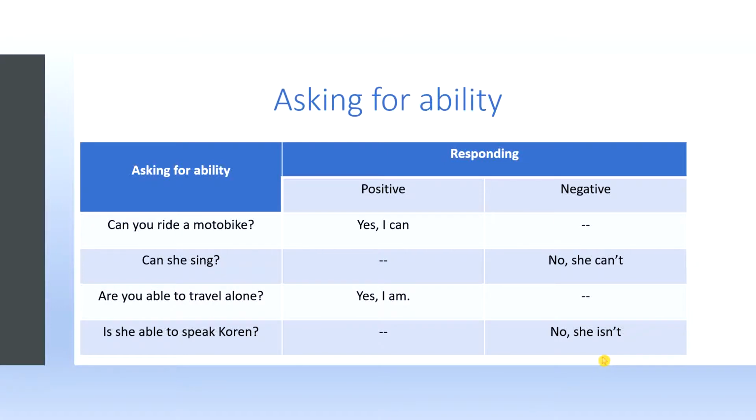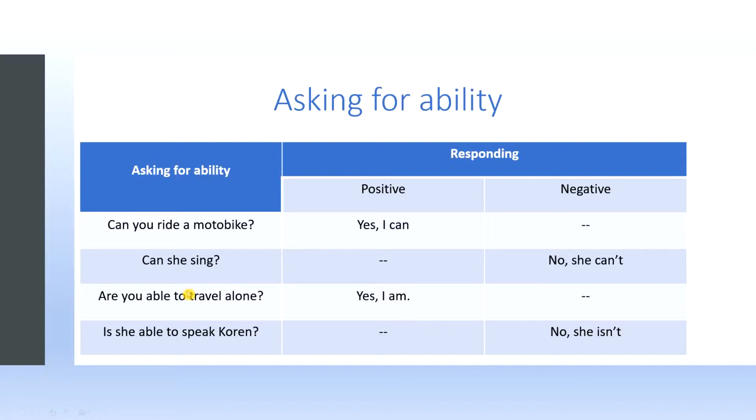So for asking for ability, let's see this. We summarize things. To ask, you need to write a question form. Can you ride a motorbike? Positive, yes, I can. So we have a short answer. We don't say, yes, I can ride a motorbike. So we answer with short forms. Can she sing? No, she can't. So this is the short form. We don't say, no, she cannot sing.